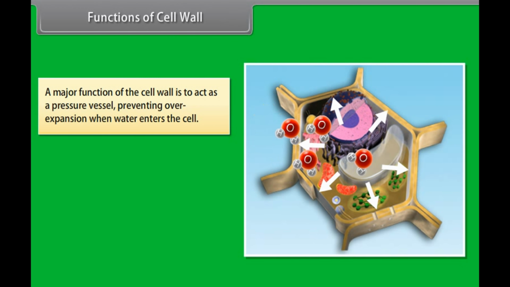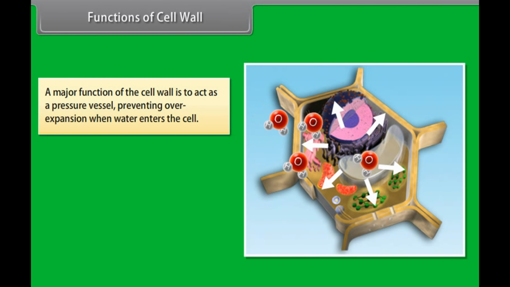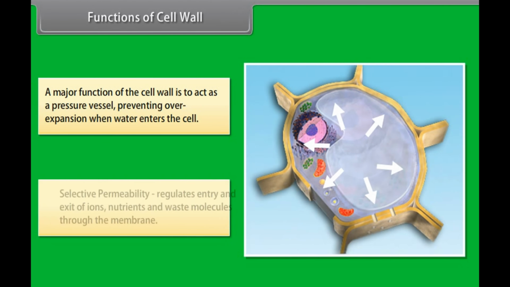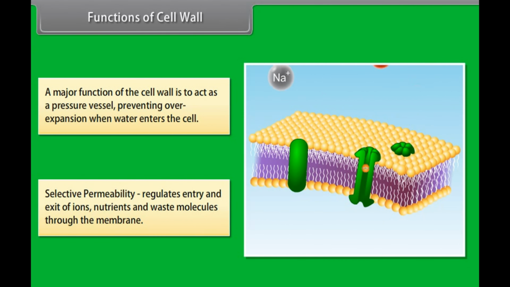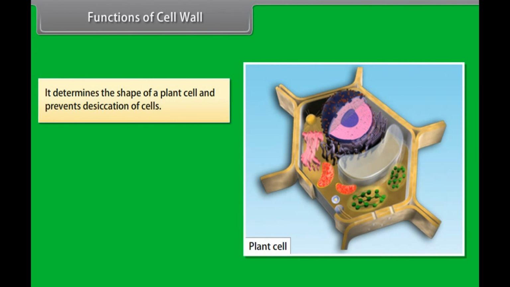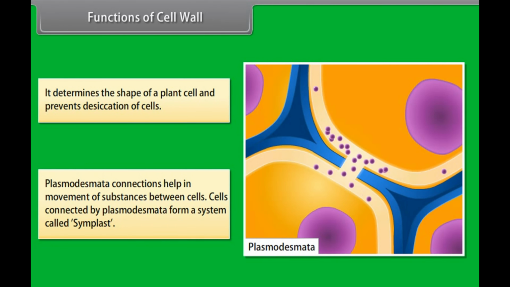Functions of cell wall. A major function of the cell wall is to act as pressure vessel, preventing overexpansion when water enters the cell. Selective permeability regulates entry and exit of ions, nutrients, and waste molecules through the membrane. It determines the shape of a plant cell and prevents desiccation of cells. Plasmodesmata connections help in movement of substances between cells. Cells connected by plasmodesmata form a system called symplast.